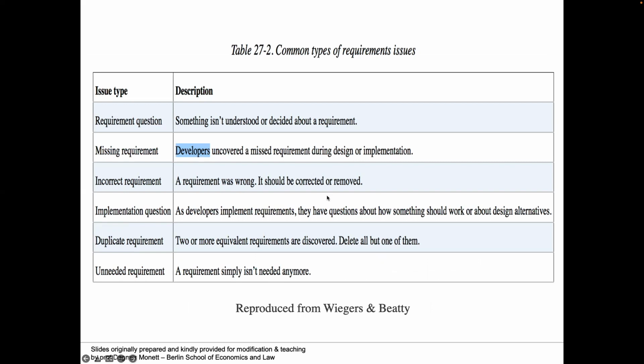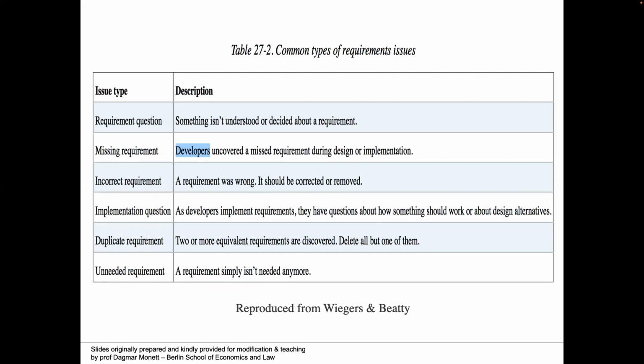So common types of requirements issues. The issues can relate to the requirement question. Something isn't understood or decided about a requirement. Maybe there's a missing requirement. Maybe there was an incorrect requirement. A requirement was wrong. It should be corrected or removed. An implementation question. So as developers are implementing the requirements, they have some questions about how something needs to work or about design alternatives.